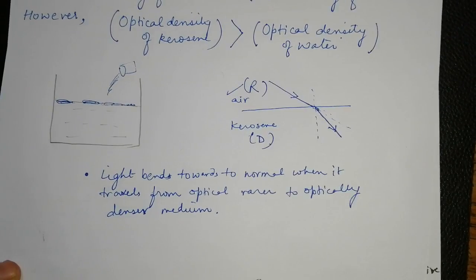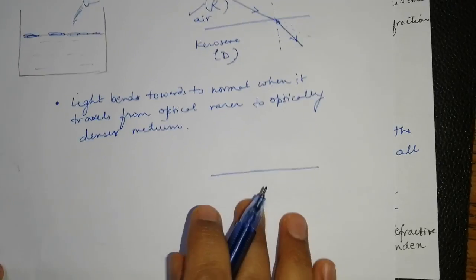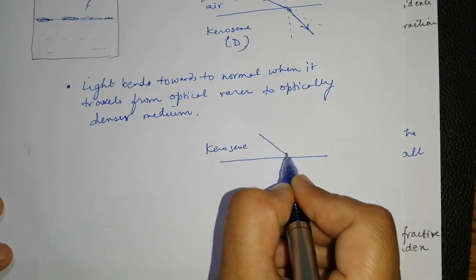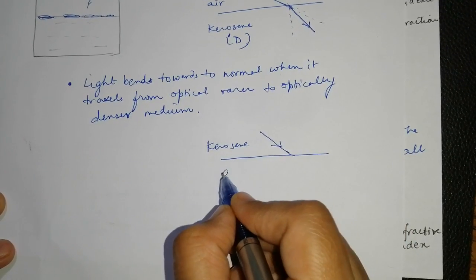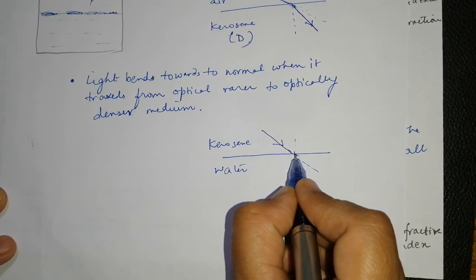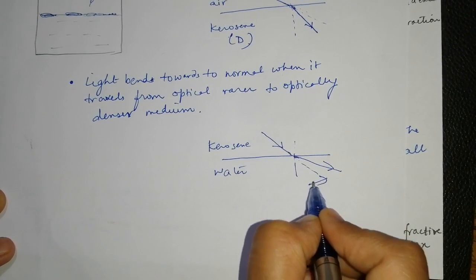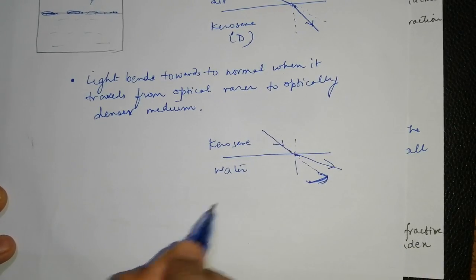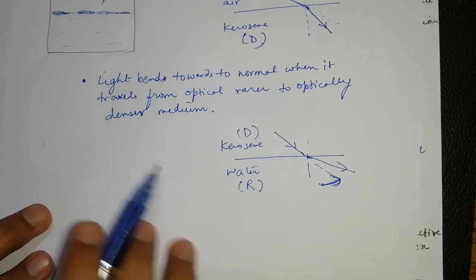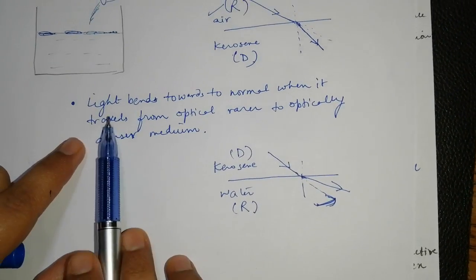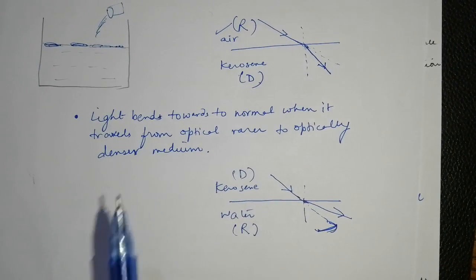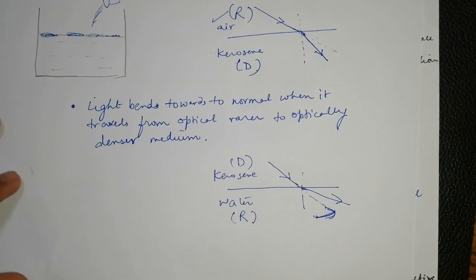And vice versa is also true. That is, in case we bring light from kerosene and here we have water, then the light ray will bend away from the normal. Can you see this? It is moving away from the normal, right? So here this is denser and this is rarer. So we can jot down this observation in the form of a bullet. Light bends away from the normal when it travels from optically denser to rarer medium. Okay.